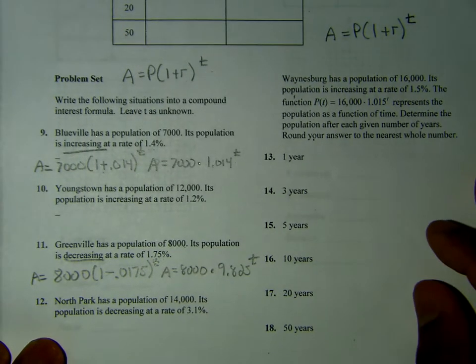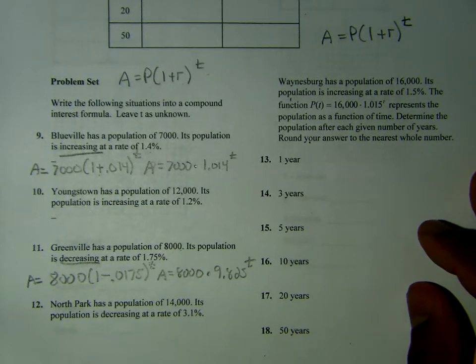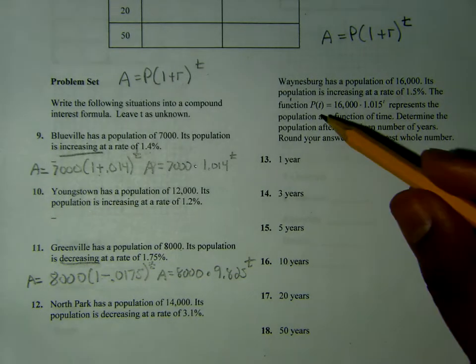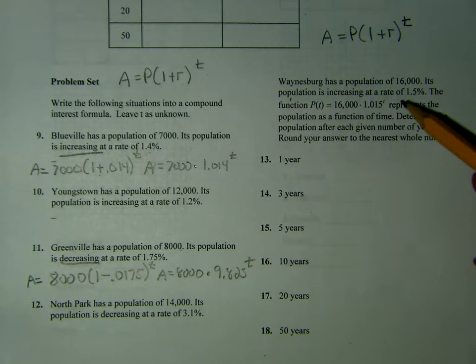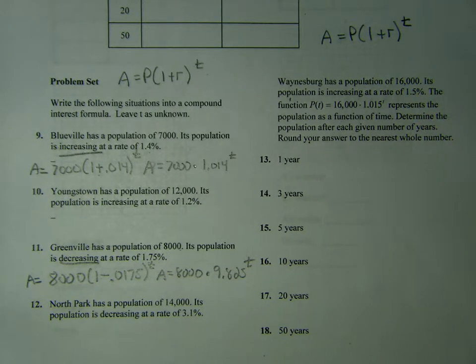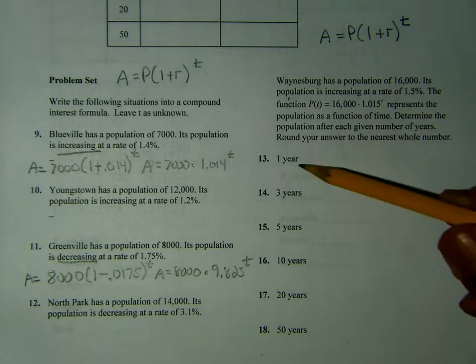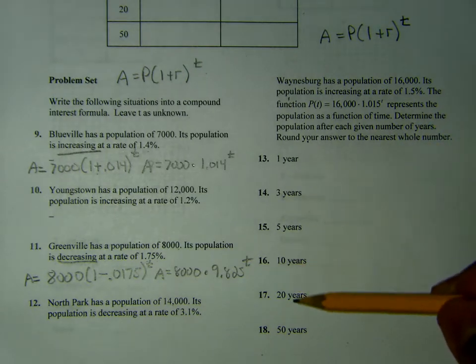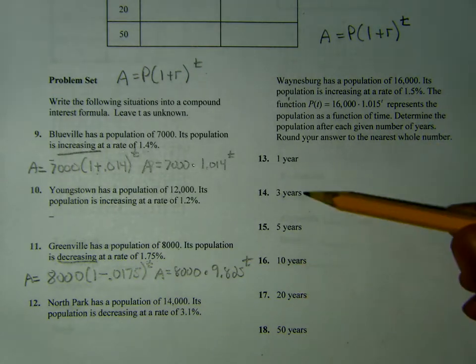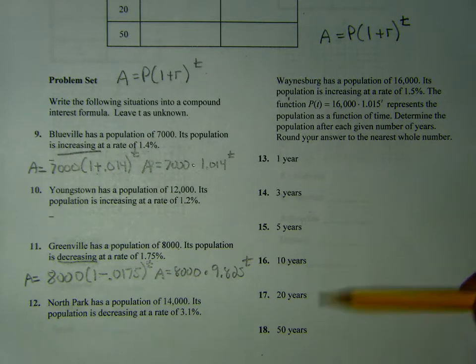Let's take a look over here at Waynesburg. It has a population of 16,000, and it's steadily going up. We're going to take a look at how it is over some years and what they expect it to be, so you can make this projection onto what Waynesburg would look like based on the rate of its growth previously.